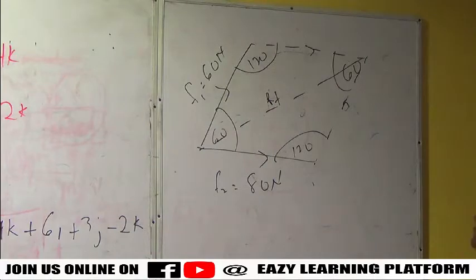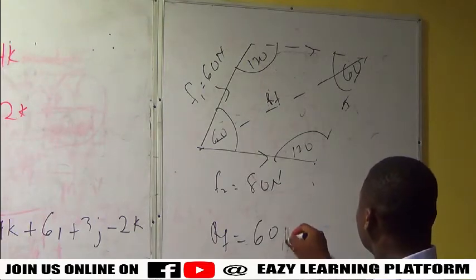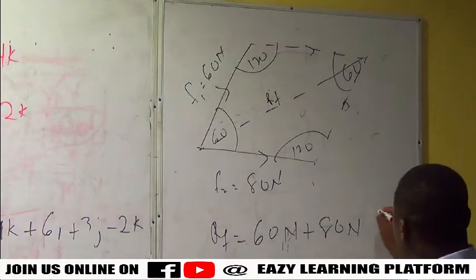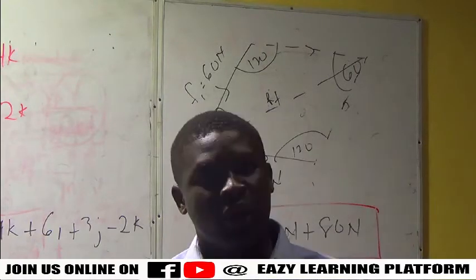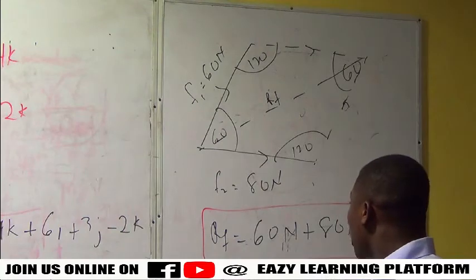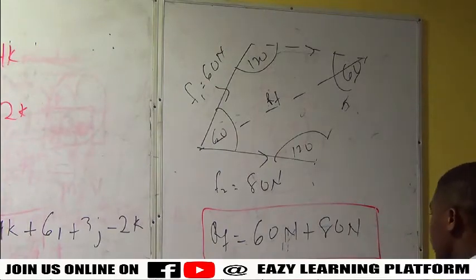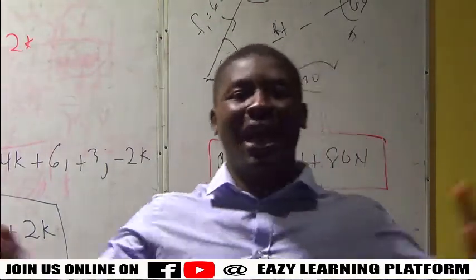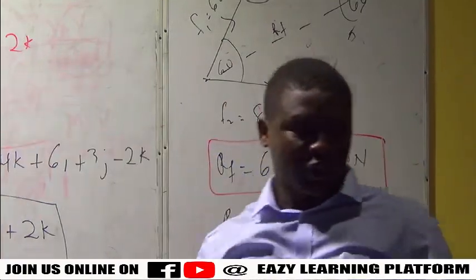Now, are we going to say that our resultant force, Rf, is equal to 60 Newton plus 80 Newton? No! Why? Because the forces are not given vectorially. We are given only the magnitude. So you cannot tell me that the resultant force will give us 140 Newton. No, this is wrong. How do you solve such scenarios? Then we go to the sine rule and the cosine rule. That's what we are treating next, the sine rule and the cosine rule.